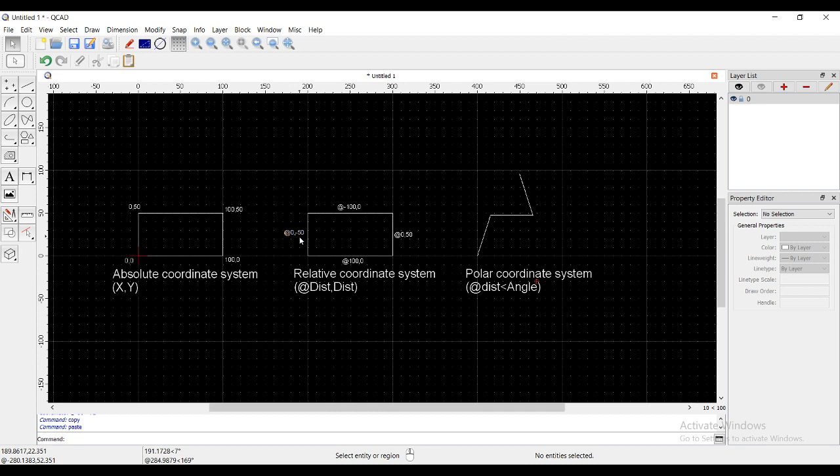In the previous video, we approached our drawing using a grid system. In this video, I have explained how to approach your drawing using the absolute, relative, and polar coordinate systems. There are three methods by which you can approach your drawing in QCAD. So this is what we needed to discuss in this video.